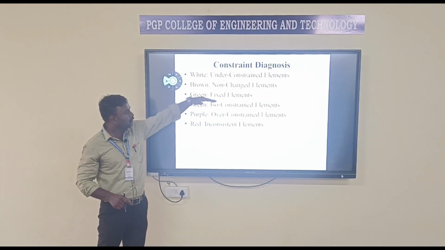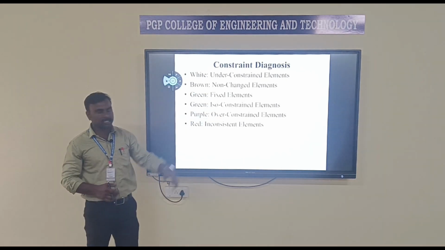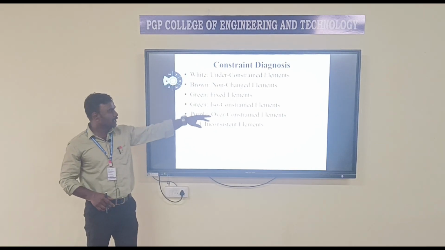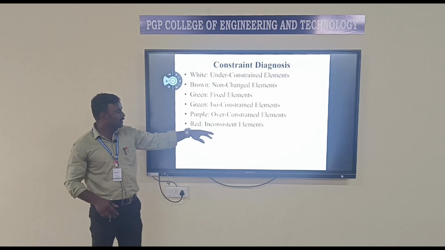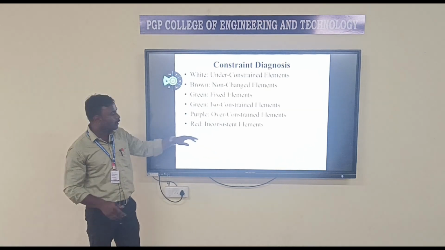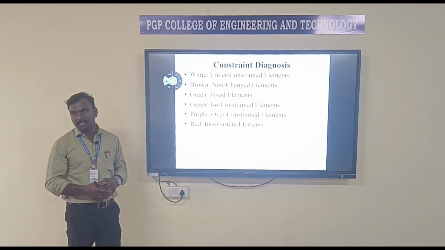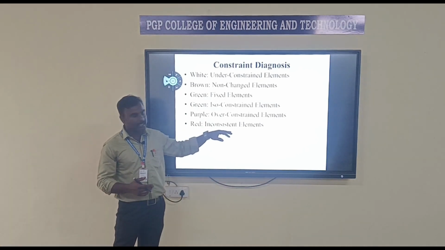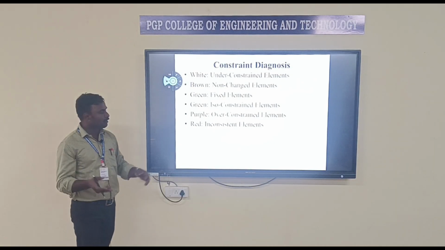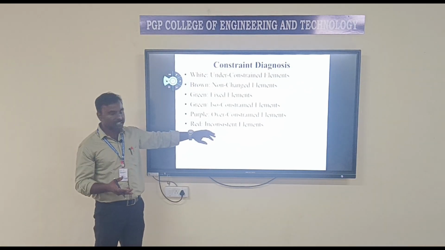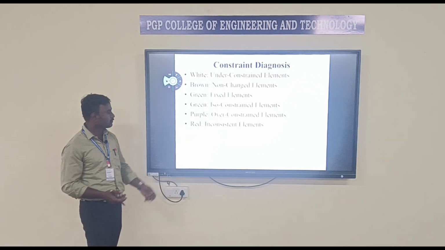We will not use the fixed constraint, so you have to go for the iso constraint option. Green will display the iso constraint. The purple color is over constraint element. Red color is inconsistent element. When you are converting from 2D sketches to 3D part design, only at that time will this red color be indicated. Some error will be there, and it will make the entire geometry red.